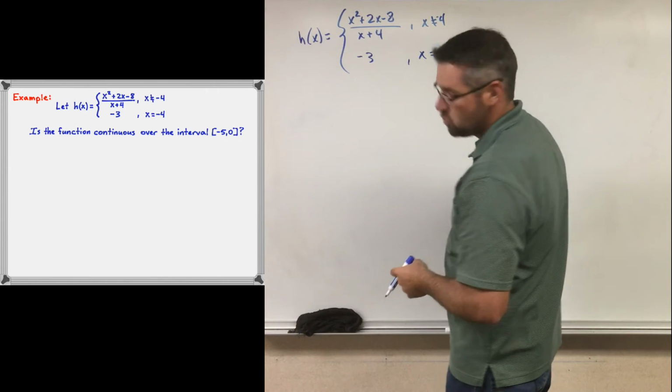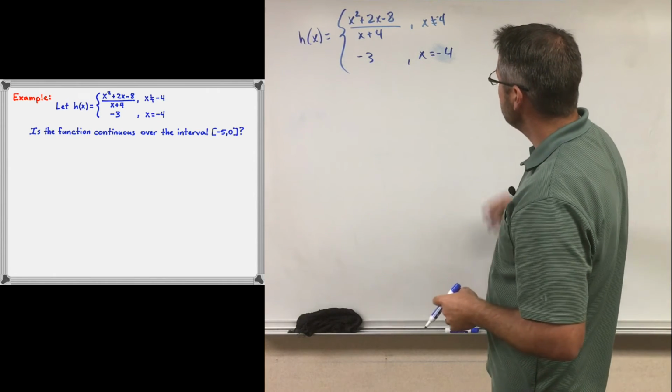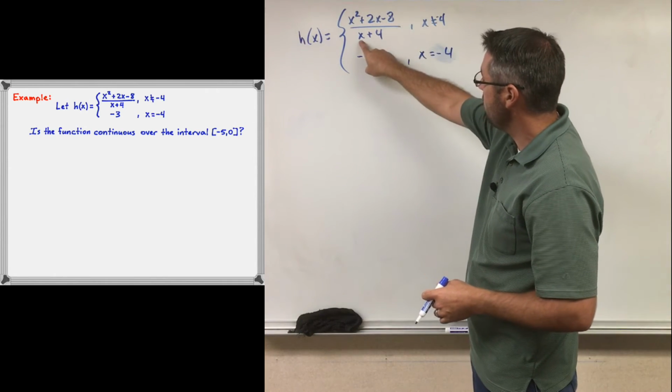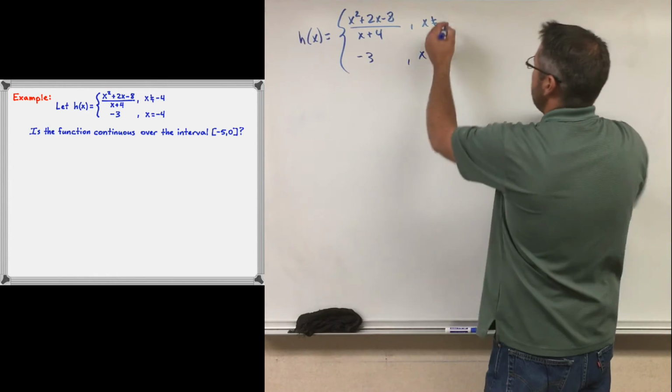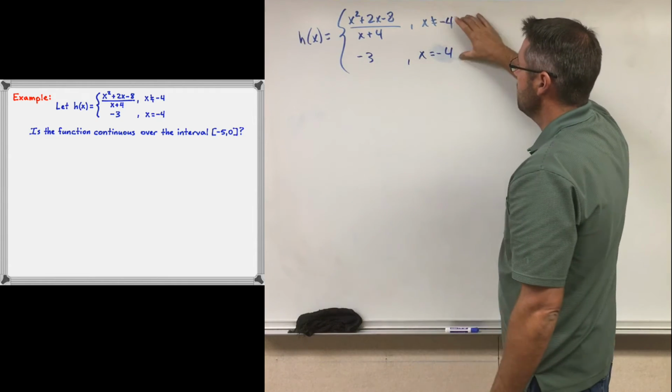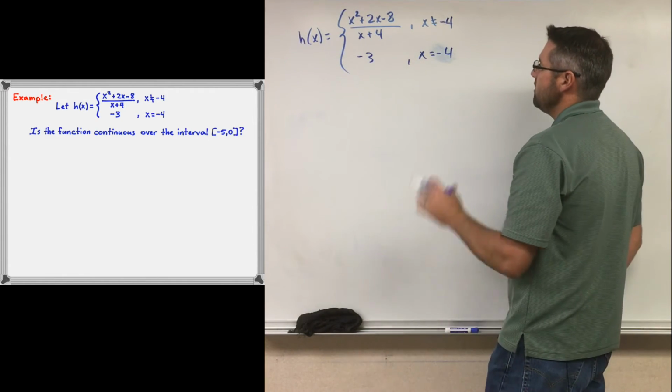Where is there any potential problems? Well, there's a potential problem at negative 4 because then we'd be dividing by 0. And that same problem of negative 4 is found in our break here. So let's go ahead and figure out what's going on.